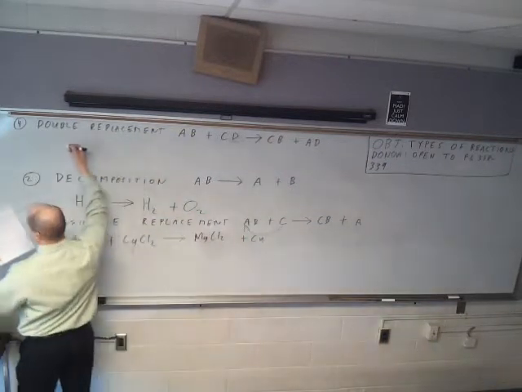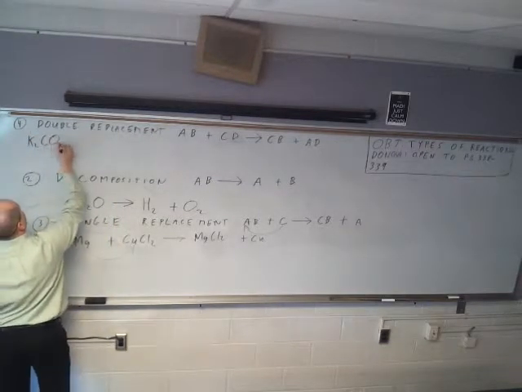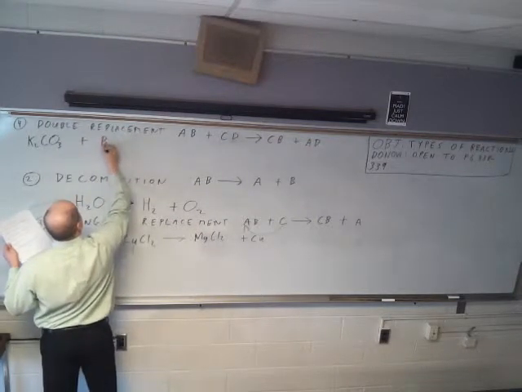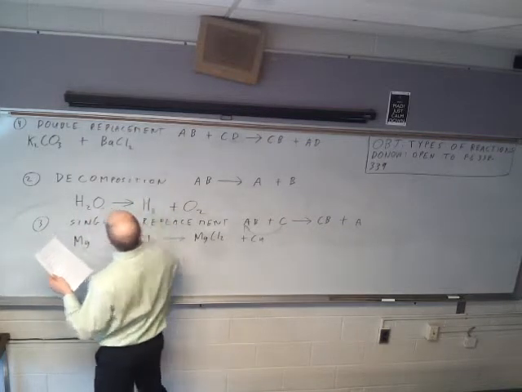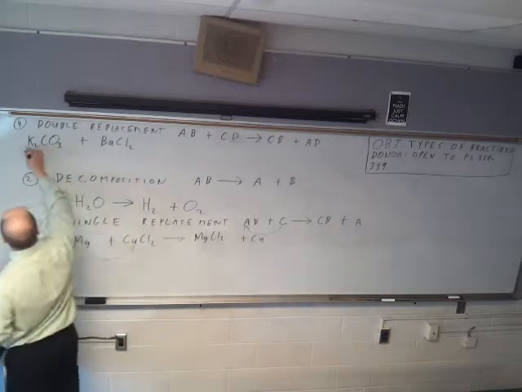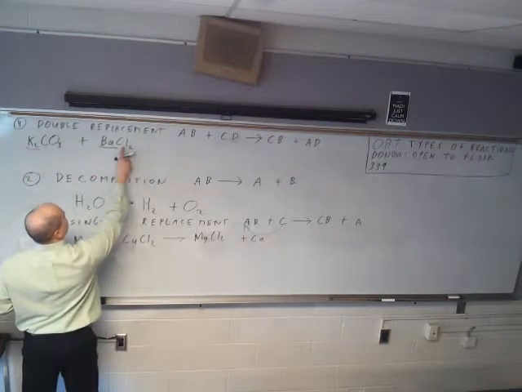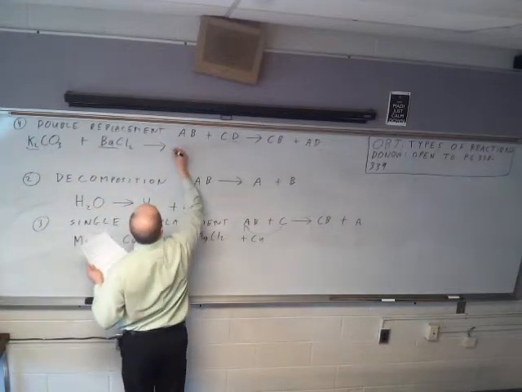For example, let's say we have K2CO3 plus barium chloride. Okay, so here we got two, I should have two here, right? Okay, so we got two separate compounds, and what's going to happen is they're going to switch. They're going to switch cations. The potassium is going to go over here with the chloride, and the barium is going to go with the carbonate. So they exchange partners.